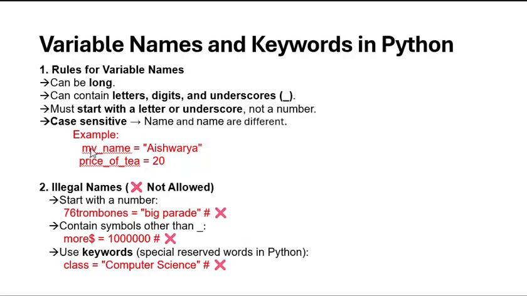That you can write like this: my name, price of tea. It can start with a letter or underscore. This is followed and you can do.